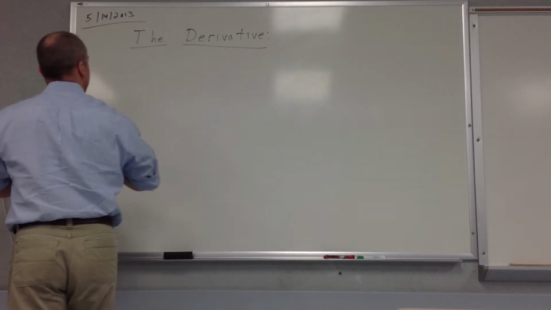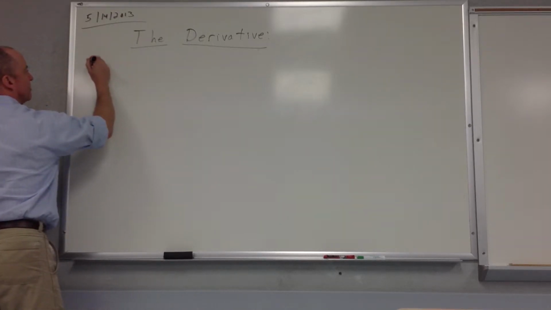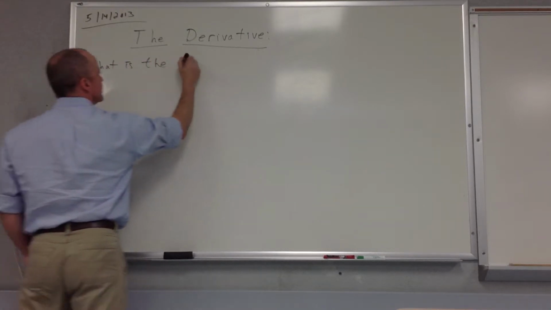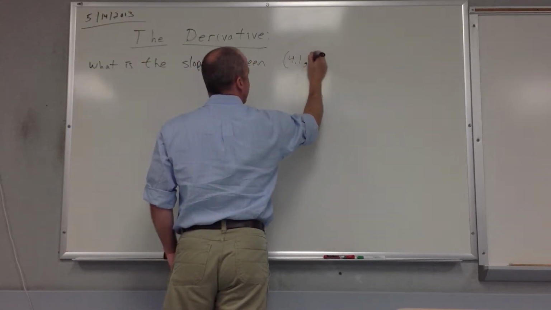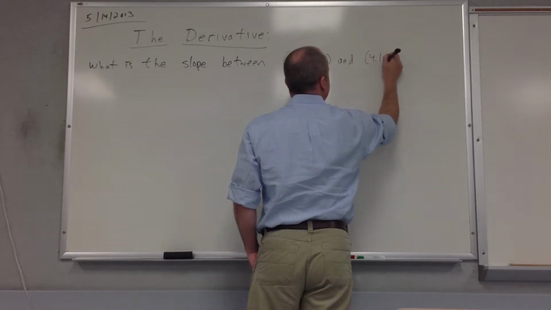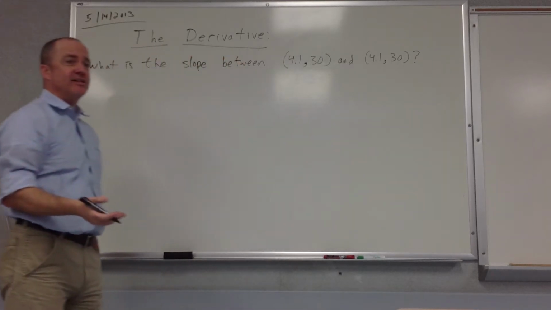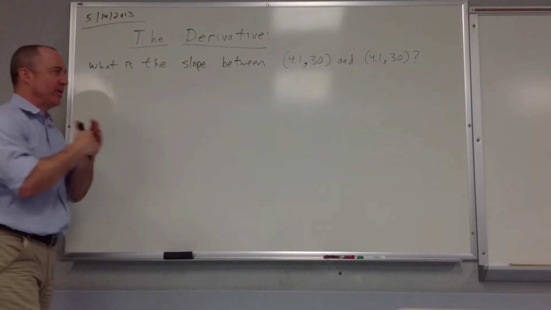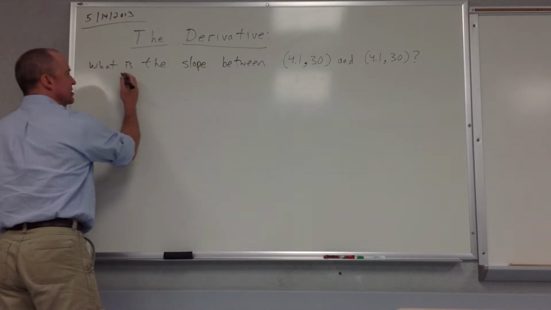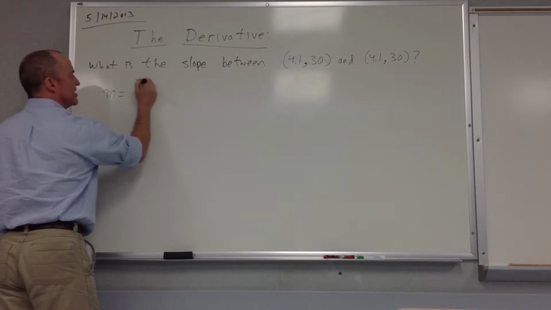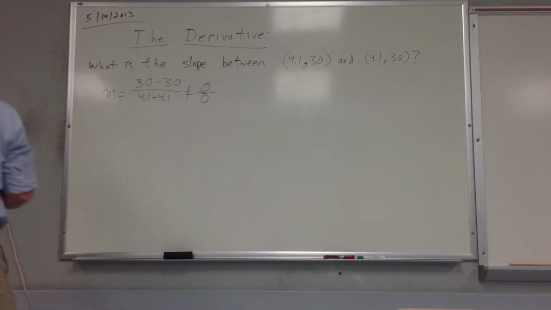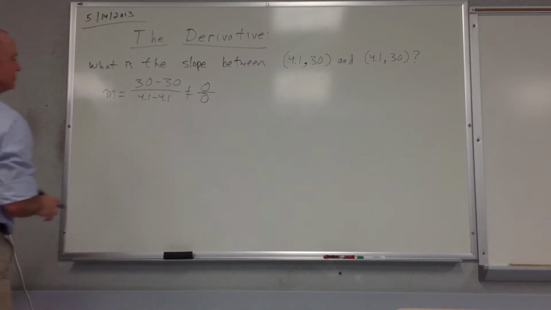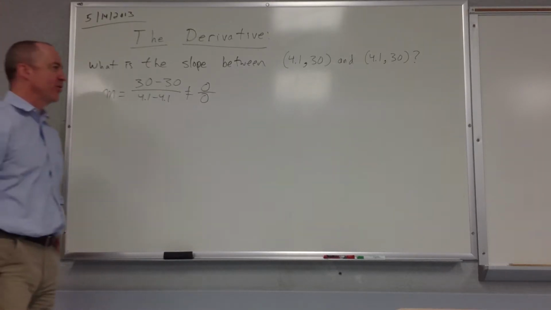We were asking ourselves this question, whether we were really thinking it through or not. What is the slope between 4.1 comma 30 and 4.1 comma 30, which is the same point? That's what we were asking ourselves when we're trying to find out how fast we actually hit Tyler. The reason we had to go through that tedious process is because if we just look at the slope between a point and itself, we get 30 minus 30 over 4.1 minus 4.1, or 0/0. So we can't do that. It cannot be the answer. Indeterminate form. We talked about that at length before.